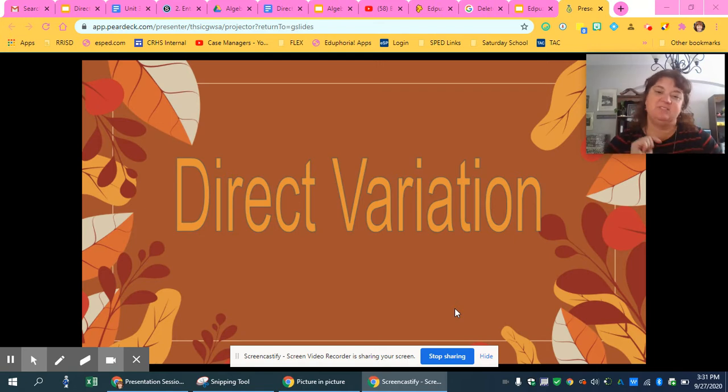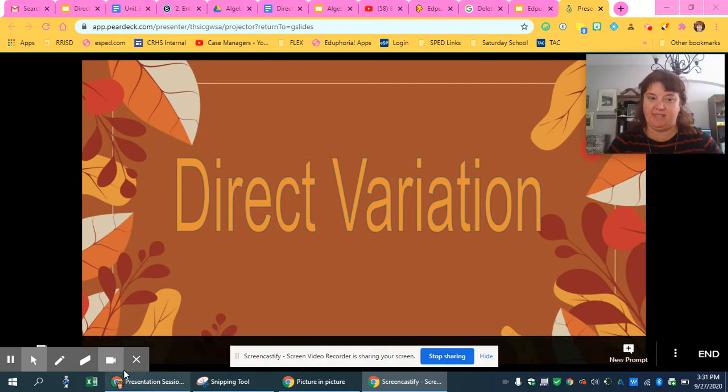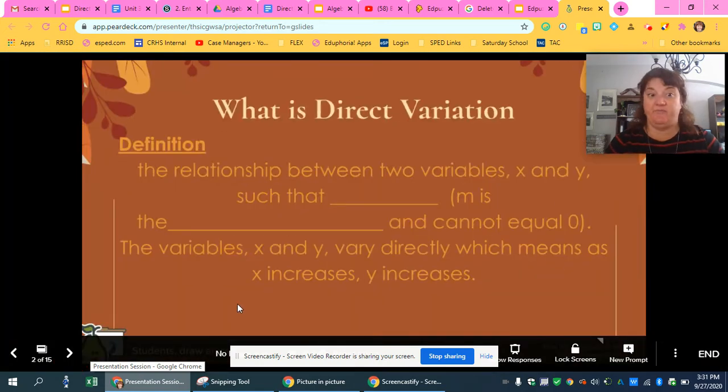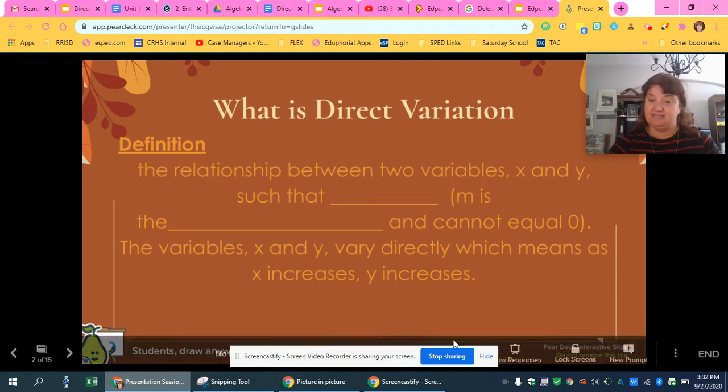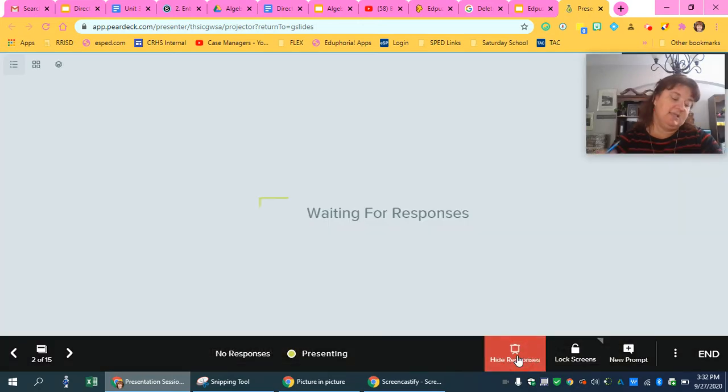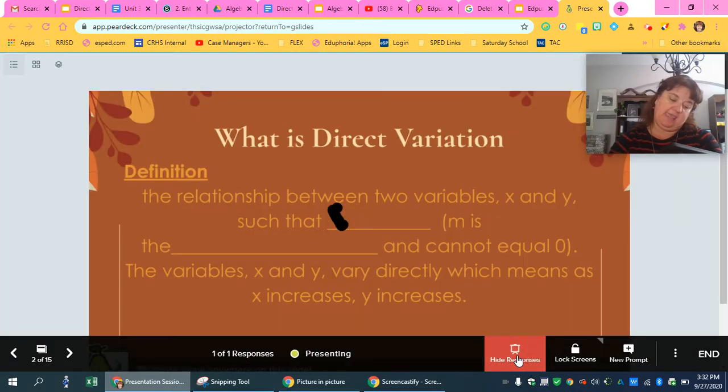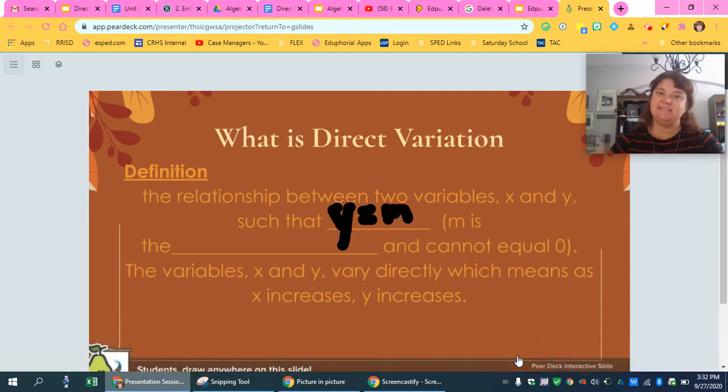Okay, this is about direct variation. What is direct variation? Well, it's the relationship between two variables. It's the relationship between x and y such that y equals mx. You've seen that before. We've talked about m already. M is slope, right?